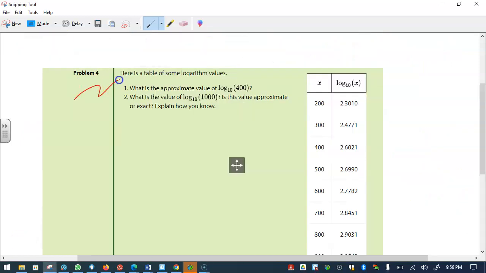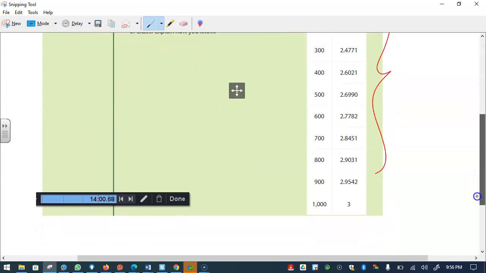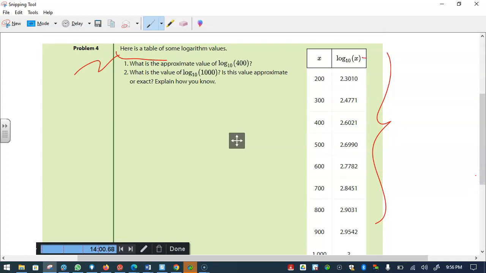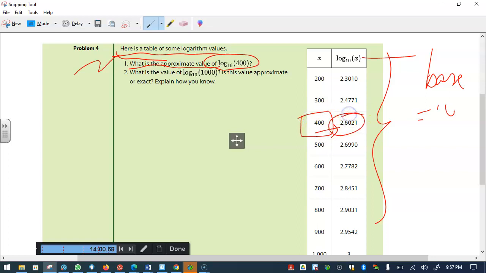Question number 4 is here. They did give us a table. They give us again that the base used is 10. So here's the table. What is the approximate value of this? You can see the 400 is right here. When the input is 400, the answer is 2.6021. So you just put that.